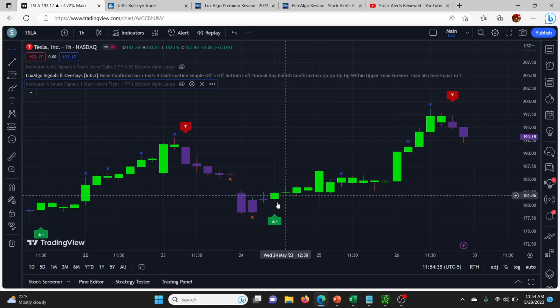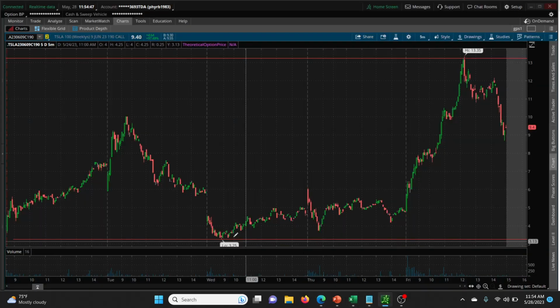However, on the Wednesday, we had this buy signal, which is a very strong buy signal, the buy plus. And so at this point, the contracts were actually really, really cheap.